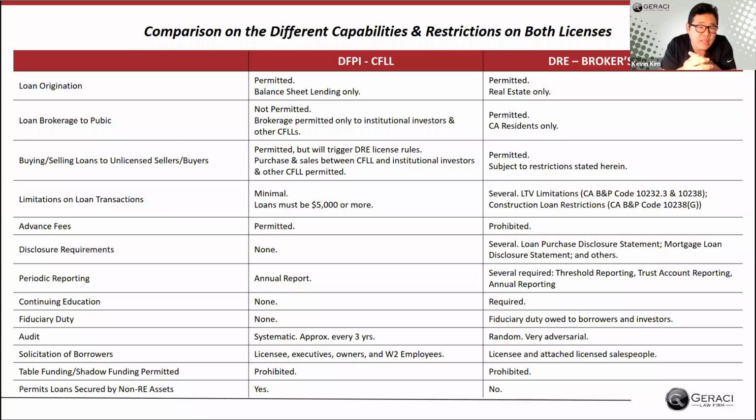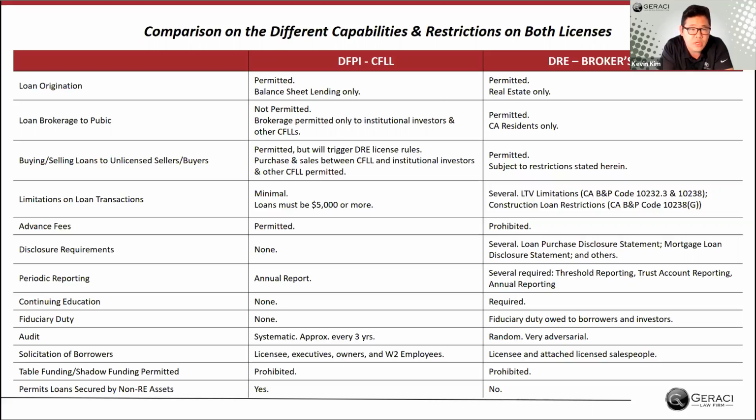A CFL is meant for an entity usually, right? It's meant for an entity to have a license to make loans. This is a chart here that really covers all the various differences and all the various requirements to maintain a license. The DRE, as you can see here, the CFL is a lot less involved. It's meant primarily for a balance sheet lender. It's designed for a company that wants to originate, fund, and hold loans. It has some limited capabilities to broker, but very limited.